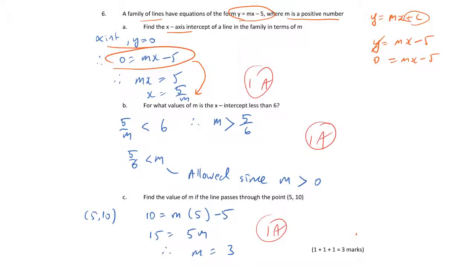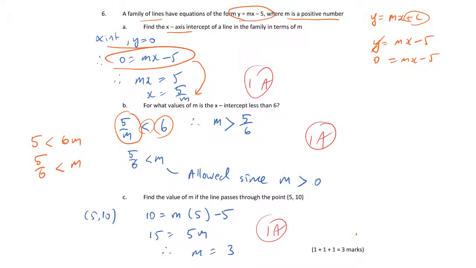Okay, in part B, it says for what values of m is the x-intercept less than 6? Well, here's our expression for the x-intercept. It's less than 6. So now it's a matter of rearranging. If we rearrange, we can multiply both sides by m, so that gives us 5 is less than 6m. Then we can divide by 6, so 5 on 6 is less than m.